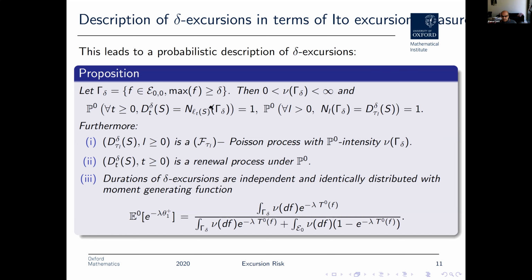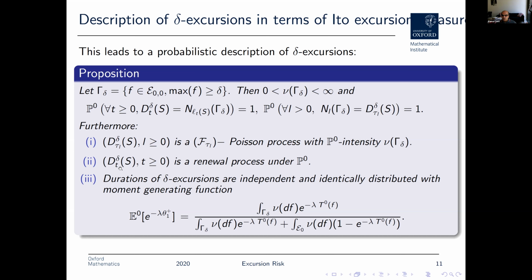Well, first of all, if you look at this process, N delta, under the time change which corresponds to the inverse local time, the number of delta excursions up to inverse local time tau_L is just equal to N_L. So N_L is a Poisson process, with intensity nu of gamma delta, the excursion measure computed on the set gamma delta. But this is not what we're interested in, because we're typically interested in counting the number of trades up to a given time, not up to a given inverse local time. Well, no problem. You can switch back to regular time by doing a time change.